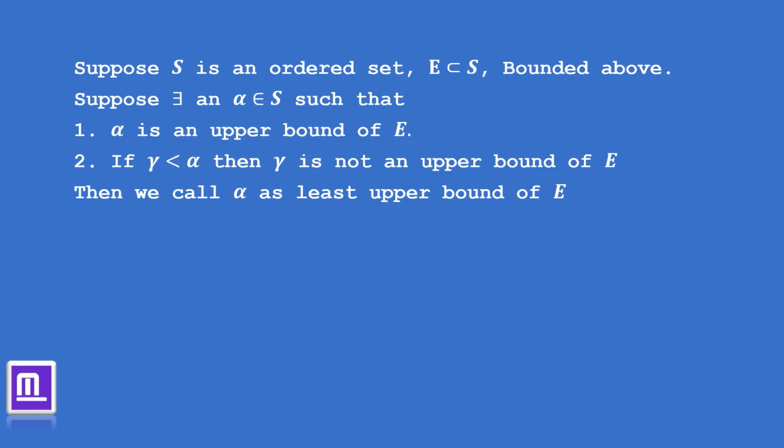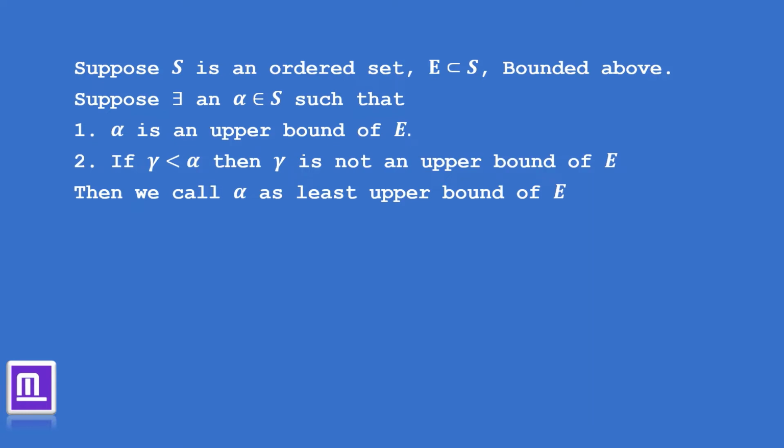There may be many upper bounds, finitely many or infinitely many, we don't bother. Among them, which is the least one? How to define the least one? Alpha is the least among the upper bounds, so it must be an upper bound. So step number 1 says it should be an upper bound of E. Then suppose there is an element less than alpha, it should not be an upper bound. Suppose there is an element which is less than alpha but also an upper bound, that means alpha is not the least among the upper bounds.